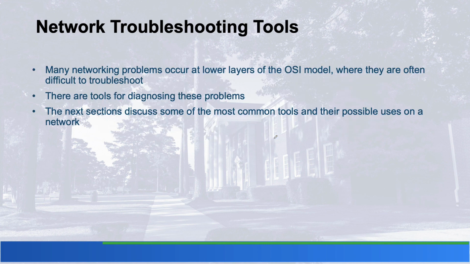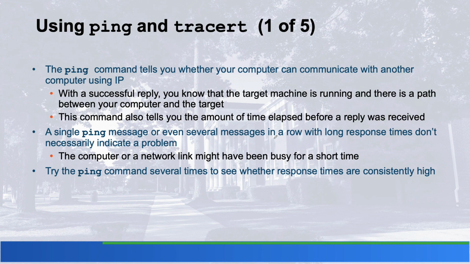Now we're going to talk about some tools that are built into the operating system that we can easily test a network with. The ping command tells you whether your computer can communicate with another computer. So you run ping, and then you type in the IP address, and then it'll tell you whether it's working or not. If ping doesn't work, then none of the other applications on your computer are going to work. So ping is a good place to start.